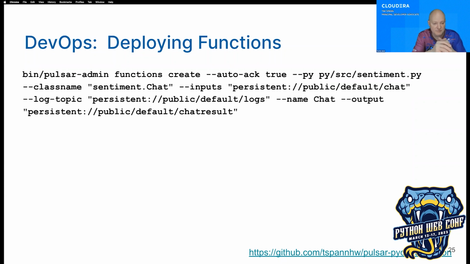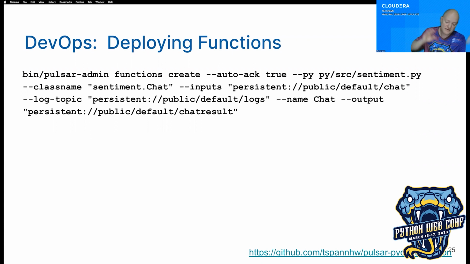Use the Pulsar admin. Under functions, I'm going to create one. I want auto acknowledgement true. So as soon as I'm done running this, it gets acknowledged. I don't have to manually do anything. Point to my Python code where it's installed. Put the class name in there. Input is as many topics as I want, and they can be wildcards and other things in there.